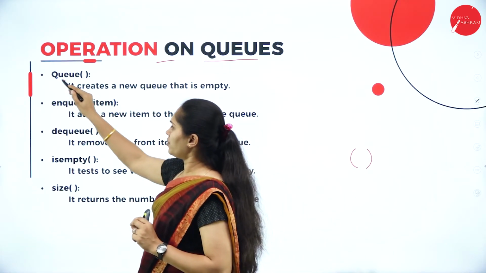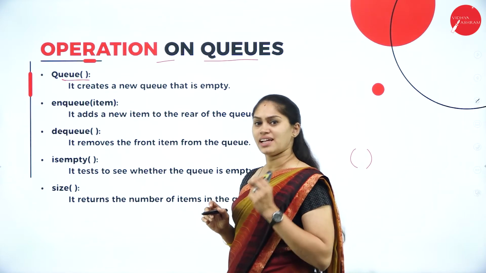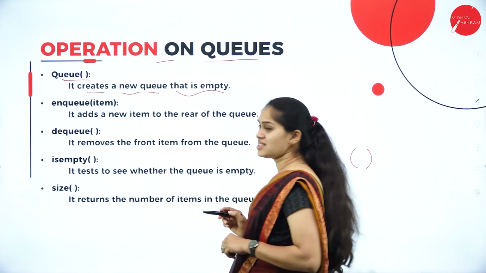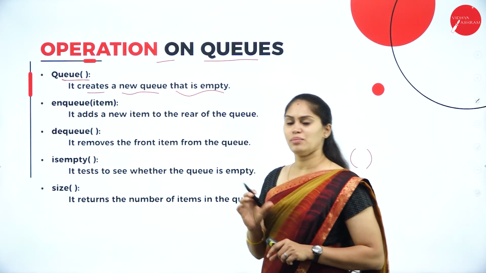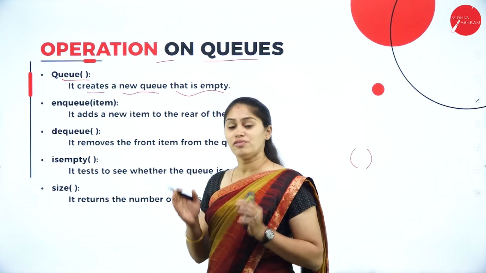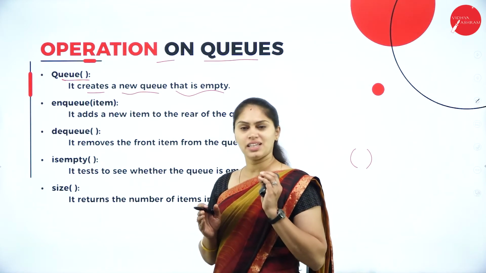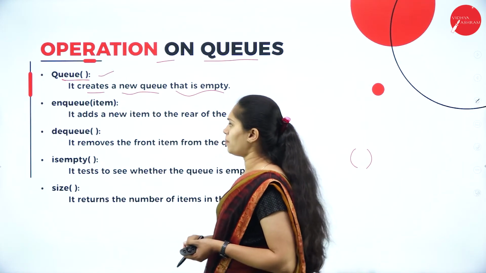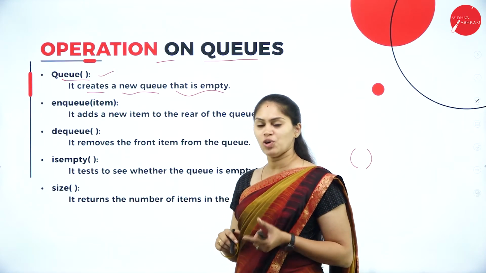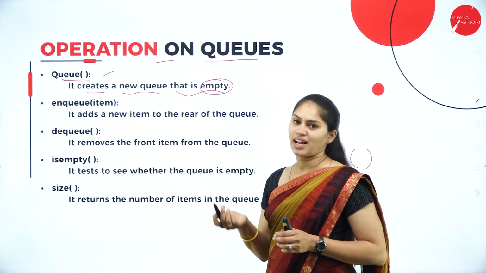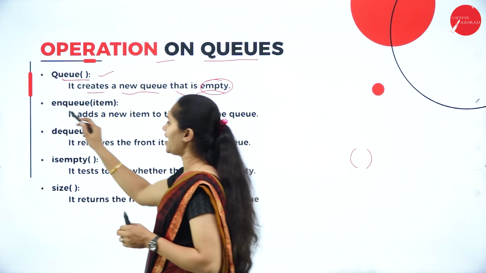So the first operation here is queue. That indicates we are creating a new queue that is empty. If I want to insert or delete an element from the queue, first it is necessary to create a queue. How are we going to create it? That too with the help of this queue operation, which creates a new empty queue. If you want to insert an element, then I need to perform one more operation called enqueue.